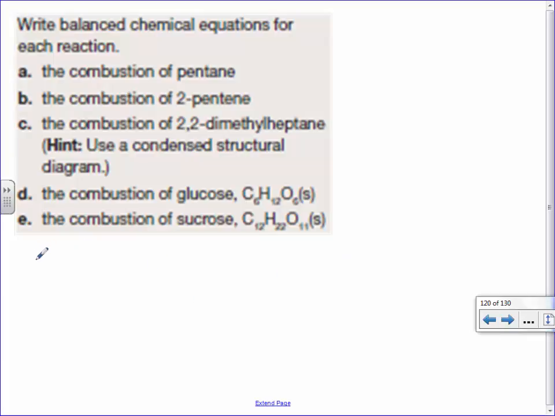So if you want to write out the one for A, the combustion of pentane will be pentane plus oxygen will turn into H2O and CO2. Yeah, go for it. It's kind of the only thing we needed a pen for today. Okay, now it's just the thing that goes in this line right here. It's going to change every time.